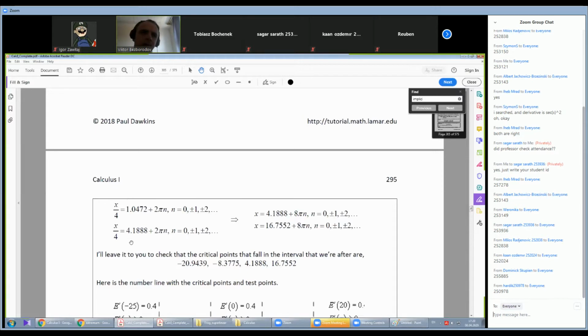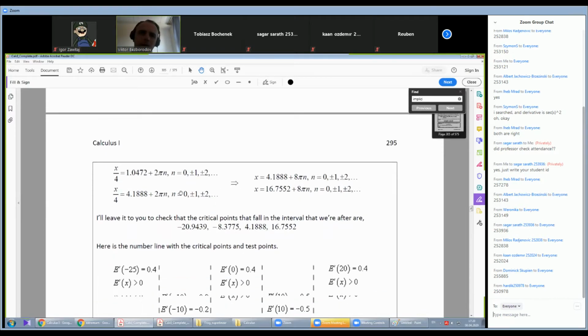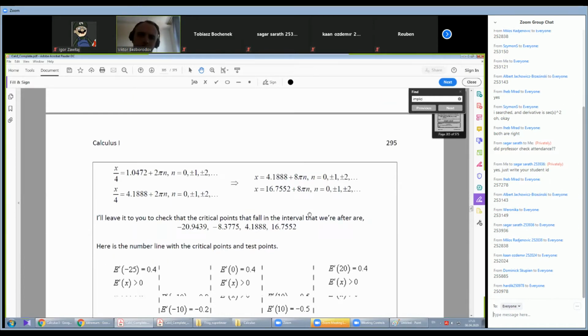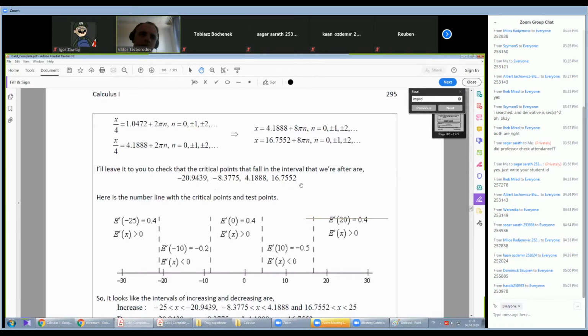So you have two series of solutions: pi over 3 plus 2 pi n, and pi over 3 plus pi plus 2 pi n. Then we check which points from those solutions are in this interval. So we take n equals 0, n equals 1, n equals 2, and so on, and minus 1 also, and you have 4 points of zeros.